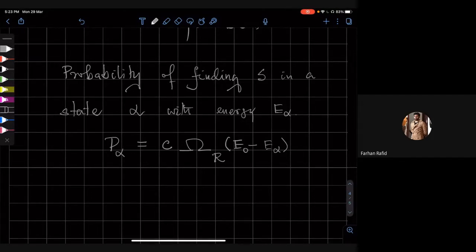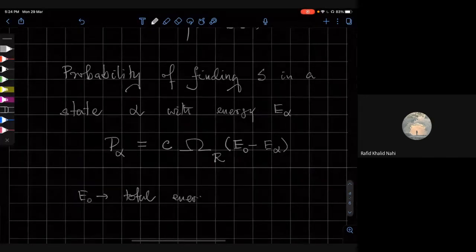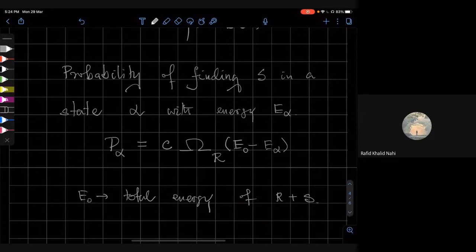So what does E naught stand for? E naught is the total energy of the reservoir and the system. And E alpha is very small. So E naught is much, much bigger than E alpha, okay?